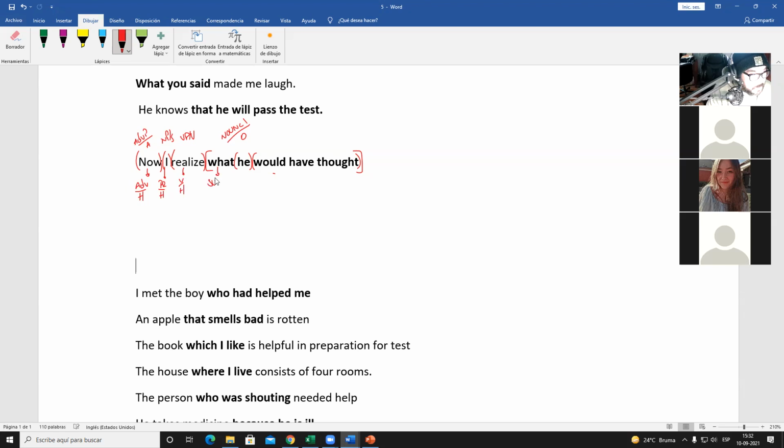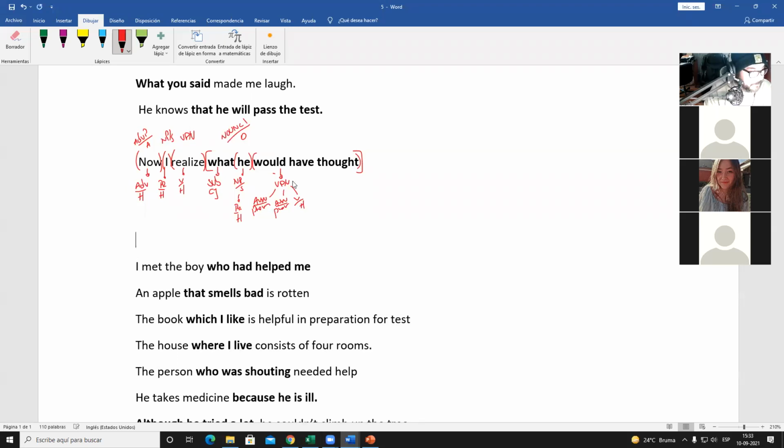What is my subordinating conjunction? He is my noun phrase subject made out of the pronoun head. And would have thought is a verb phrase verb with three different verbs. Would, auxiliary verb, premodifier, have the same. Finally, thought is our verb head, and that's it. Any problem?